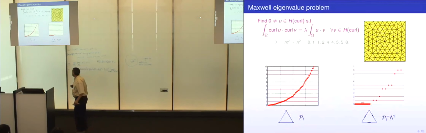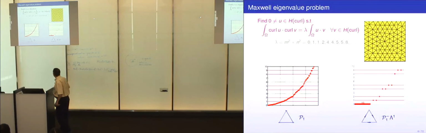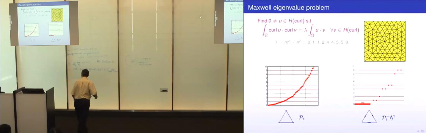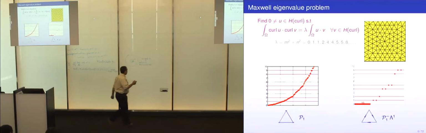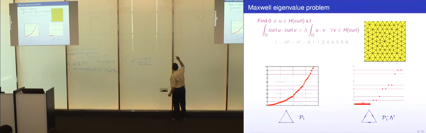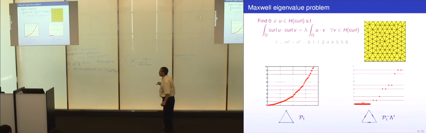So the final example I want to talk about is the Maxwell eigenvalue problem. That's related to this problem we've been talking about. The fundamental eigenvalue problem for electromagnetics is curl u is equal to lambda u, and div u is equal to 0, and some boundary conditions like the type we've been talking about.